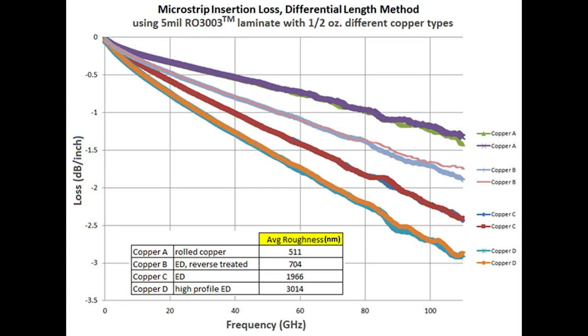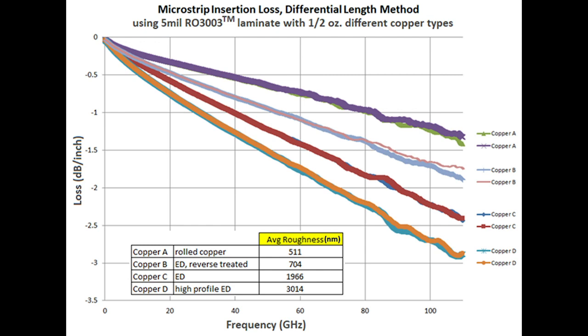Shown here is a comparison in insertion loss. Y-axis is loss in dB per inch, testing microstrip transmission lines with differential length method. And each one of these curves are the same circuit design, and actually the exact same material, 5mm RO3003 material. And in this case, we use the same lot of material to minimize any material differences. And the only difference here is really due to the copper type.